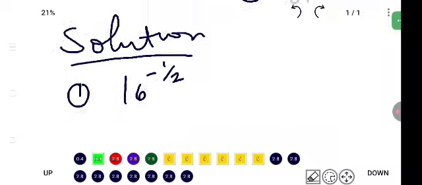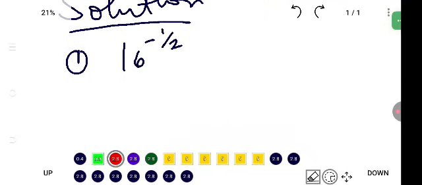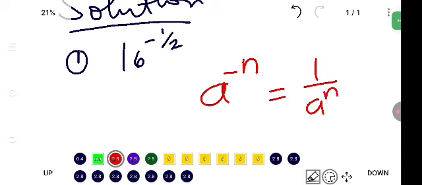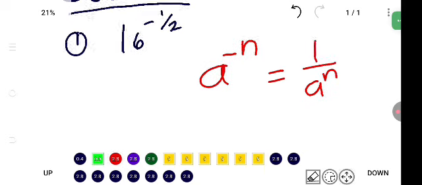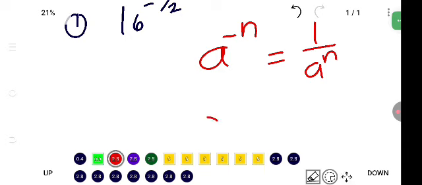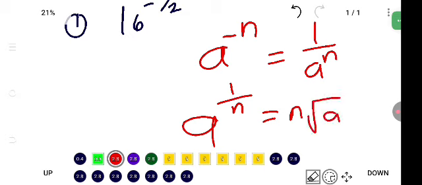So the negative index law says that if you have a raised to power minus n, for example, it's the same thing as 1 over a raised to power n. That is taking the reciprocal of the number, raise it to the corresponding positive index. Okay, that's the negative index. Then the fraction index says that when you have a raised to power 1 over n, it is the same thing as n root a.